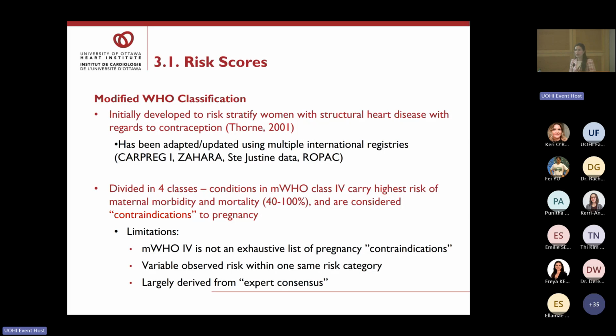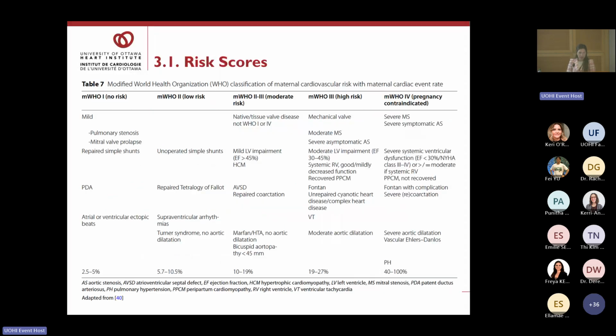A few other limitations to know, though, is that even the class 4 group is not an exhaustive list of things that put mothers at very high risk. And within the same WHO class, you're actually going to see a different amount of severity of disease. And I'll show you what I mean by that. So this is just to show you a little bit a condensed version of this classification.